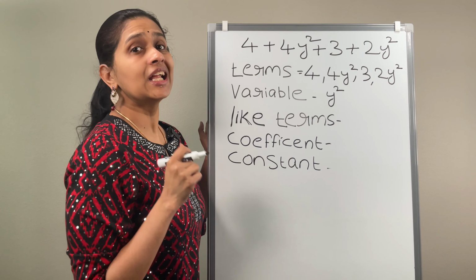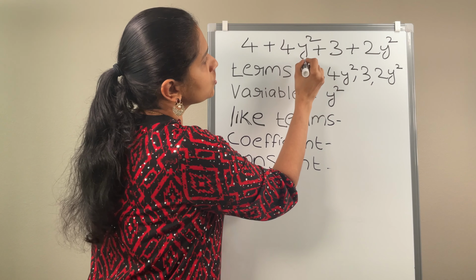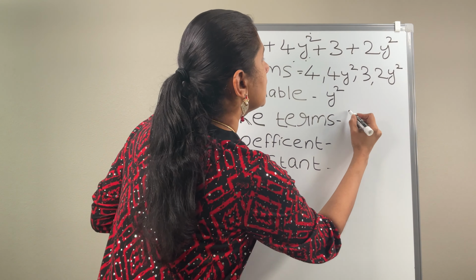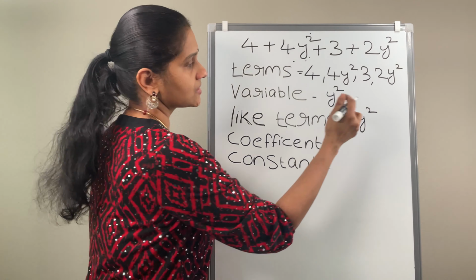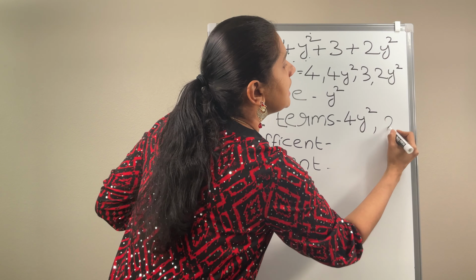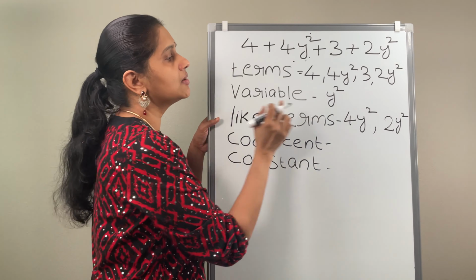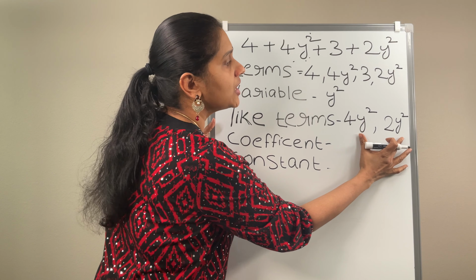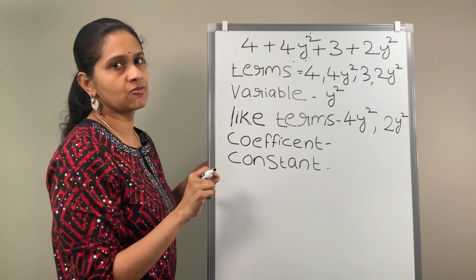Now, what are all the like terms? Here the like terms, you can see, will have the same variable with the same power. So, 4y square has the variable y to the power 2, y square. And again 3 doesn't have a variable. 2y square has the variable y with the same power 2. So, the like terms are 4y square and 2y square. So, y is the common variable and 2 is the common power for both these y squares.